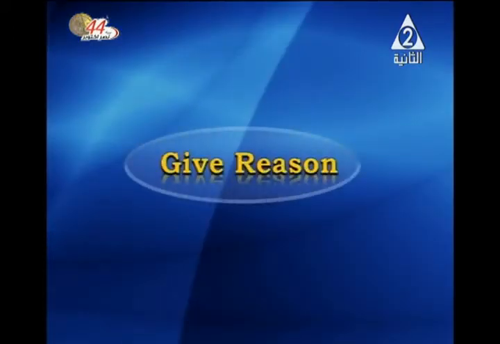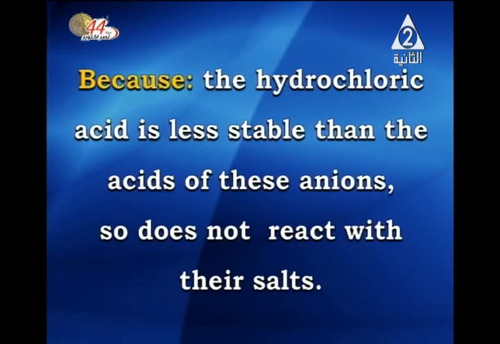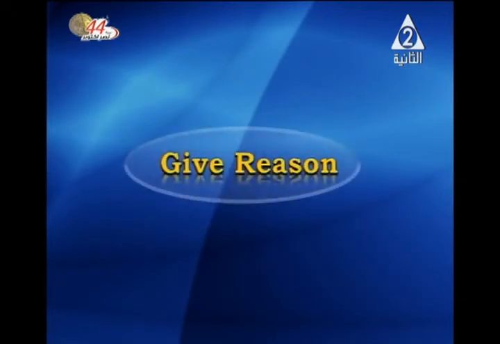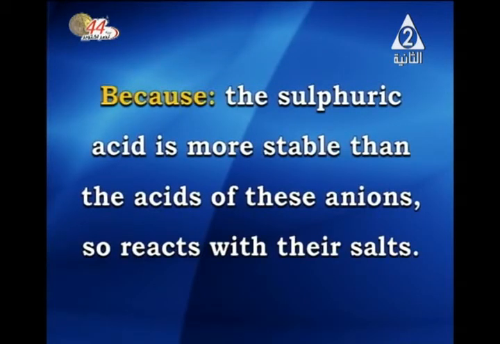Now we have to give reason at this point. Hydrochloric acid is not used to detect the anions of the group of sulfuric acid, because hydrochloric acid is less stable than the acids of these anions, so it doesn't react with their salts. Another give reason at this point: concentrated sulfuric acid reacts with the salts of anions of the hydrochloric acid group, because sulfuric acid is more stable than the acids of these anions, so it reacts with their salts.